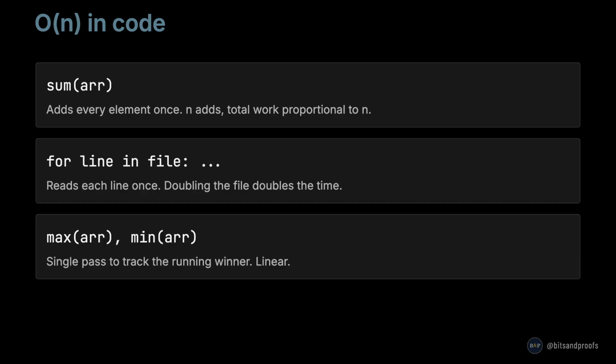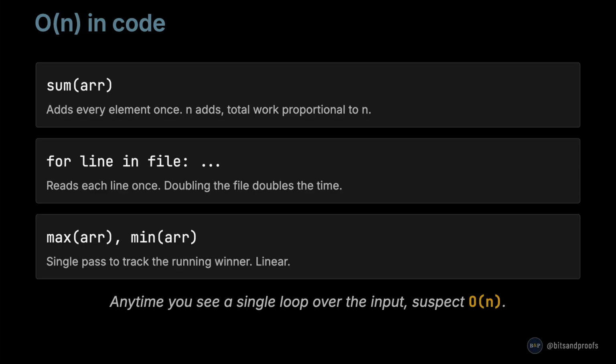Linear. Third, max(arr), min(arr). To find the maximum, we make a single pass tracking the running winner. Same for minimum. One pass, one comparison per element. Linear. The pattern: anytime you see a single loop over the input with constant work inside the loop body, suspect O(n). It's by far the most common complexity class in real code.